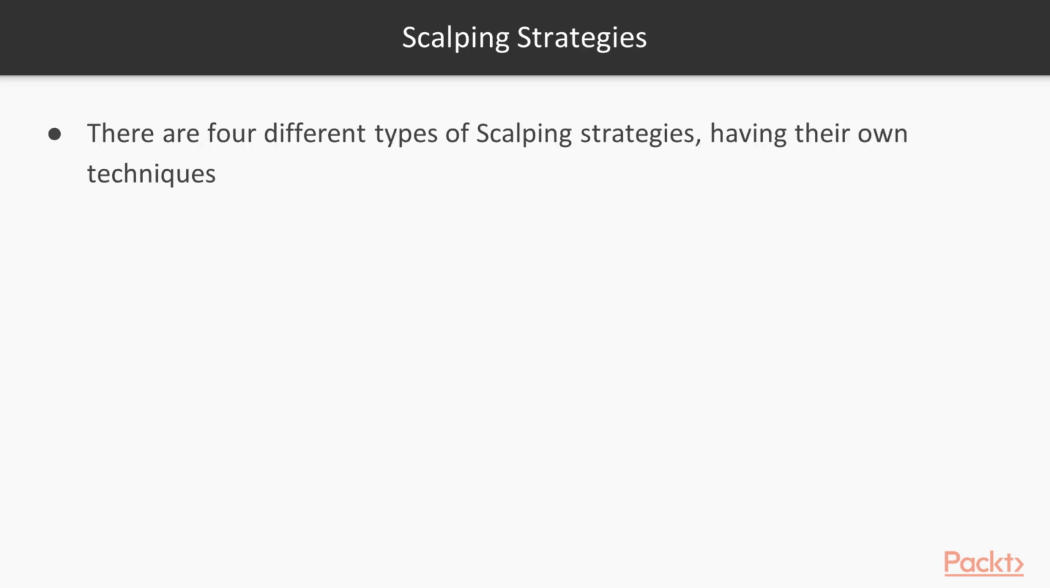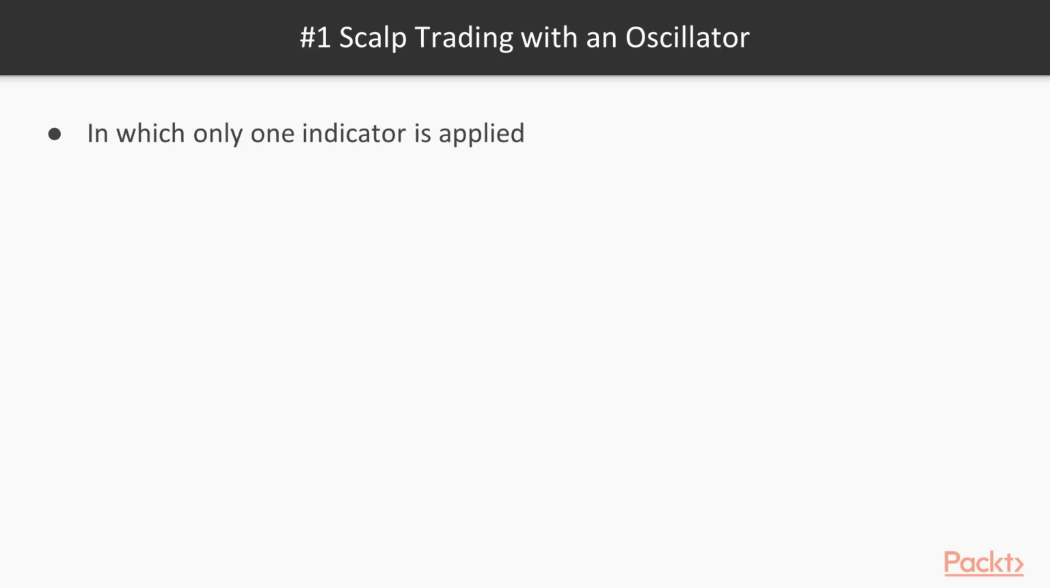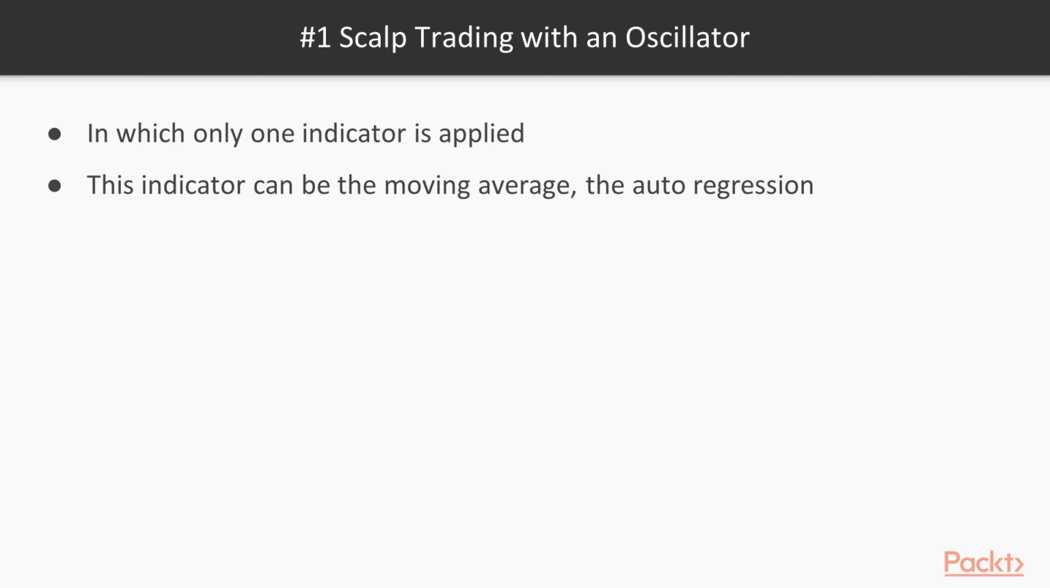So in the next discussion, we are going to review 4 different scalping strategies. Each one of them has a different technique. The first one is scalp trading with an oscillator, in which case you apply only one indicator. This indicator can be the moving average, the autoregression. You can work on momentum, you can work on standard deviation. Whatever indicator, you will find the concept to be the same.